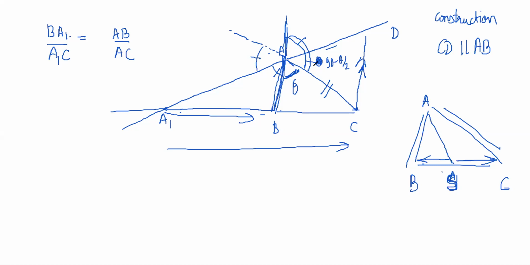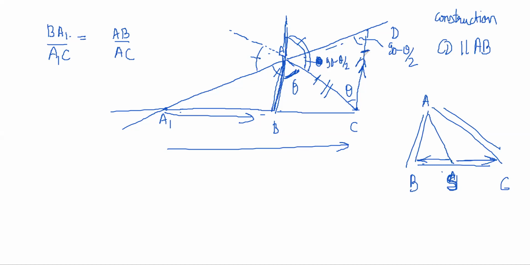So then ACD is an interior alternate angle, so this is also 90 minus theta by 2. So in this triangle, this is isosceles. So that becomes AC equal to CD.